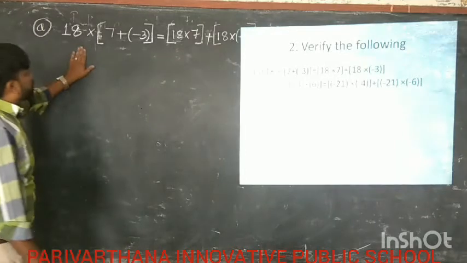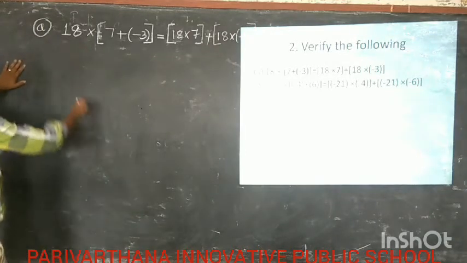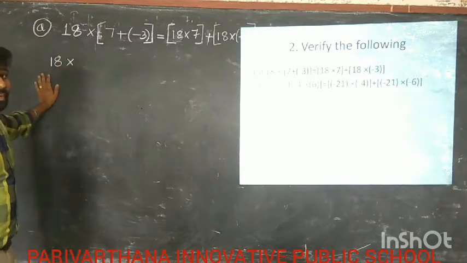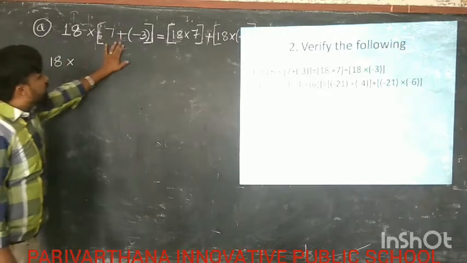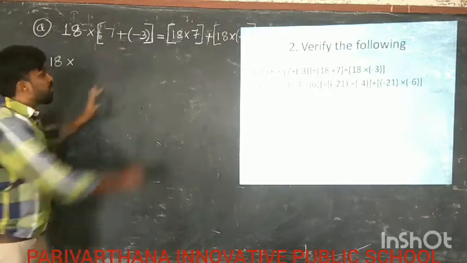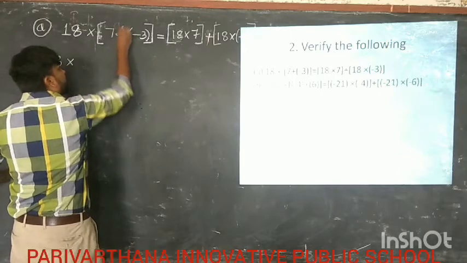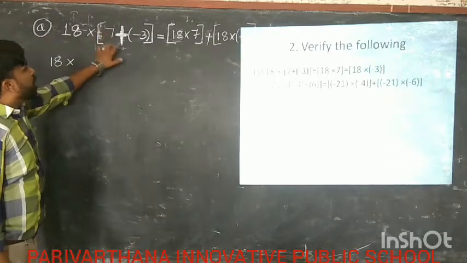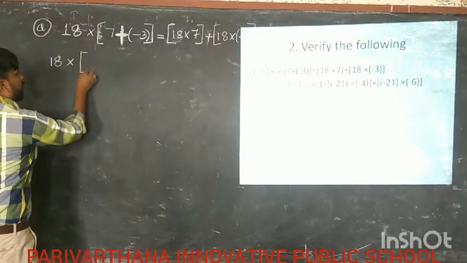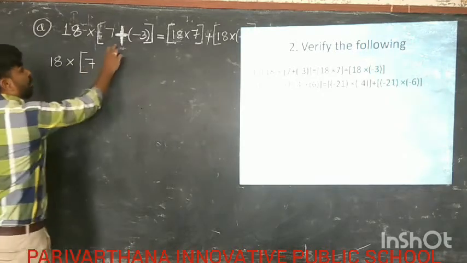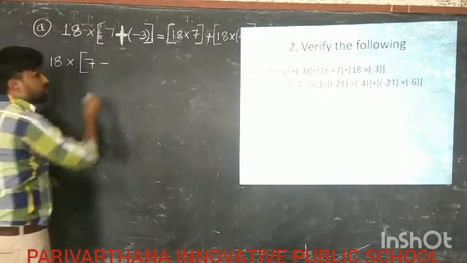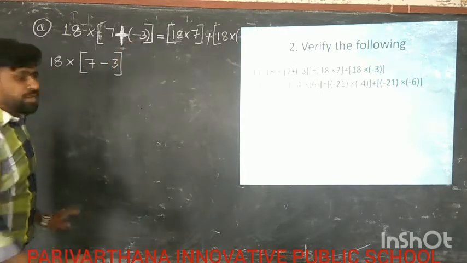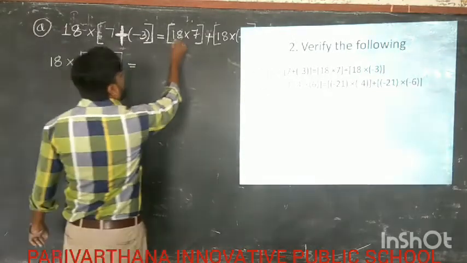Clear? First, LHS. That is 18 as it is. First step, we are going to open the bracket. This is plus, it is not a multiplication sign. Neatly observe the symbol. This one is plus. First, you can open the bracket. Here it is 7, correct. Plus into minus, minus 3. The small bracket we have opened. Finish. Is equal to, here multiplication.